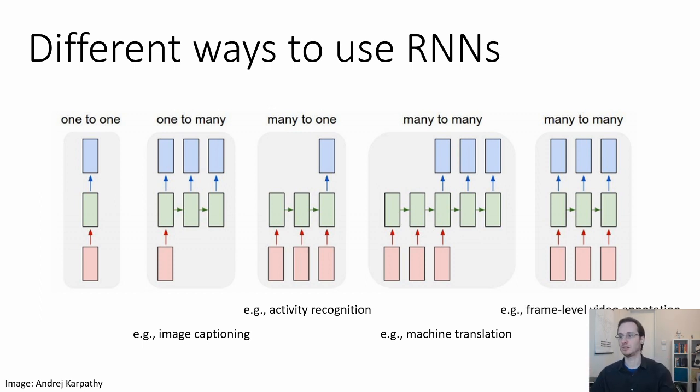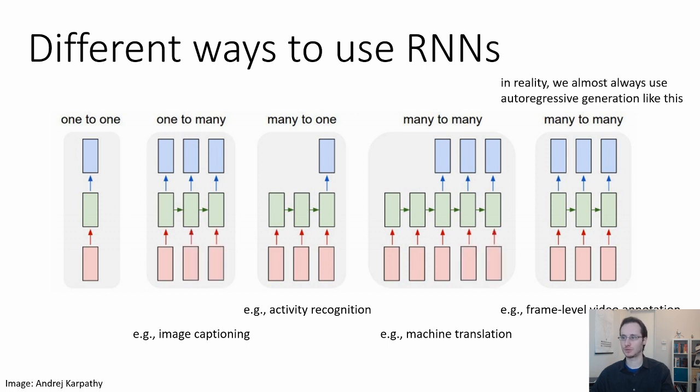And this other kind of many-to-many design, I apologize, the text is a little cut off, could be a good design for something like frame-level annotation. The inputs are individual frames in a video, and you want to annotate every frame with what's going on in that frame. Now, as I mentioned before, in practice, if you have many outputs, you're actually going to have many inputs. So in actuality, the one-to-many and the many-to-many would probably be implemented like this, because you want to have this autoregressive process for producing those outputs. And that's what we see in reality.